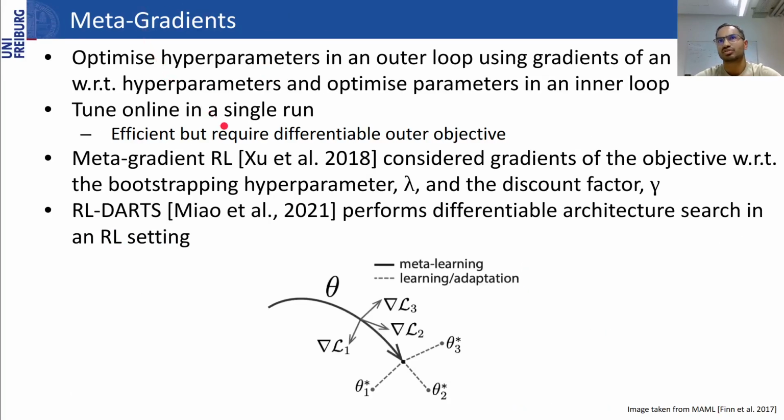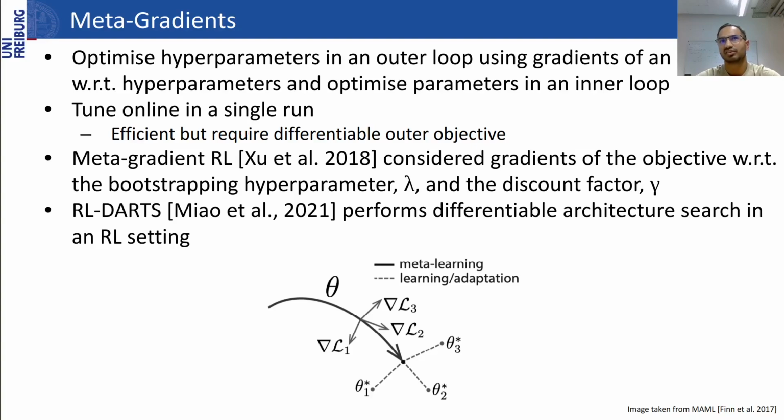Metagradient-based AutoRL approaches tune hyperparameters online in a single run using gradients of an outer objective with respect to the hyperparameters. They optimize the usual RL objectives in an inner loop, keeping the hyperparameters fixed. These approaches are efficient, but the drawback is that they can only be applied if the outer objective is differentiable with respect to the hyperparameters.